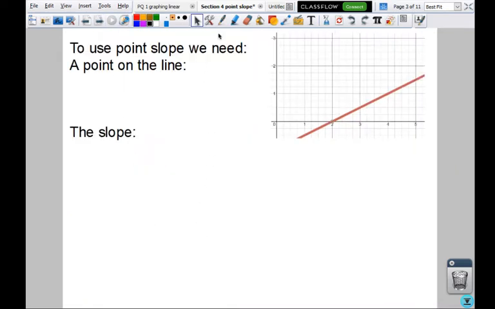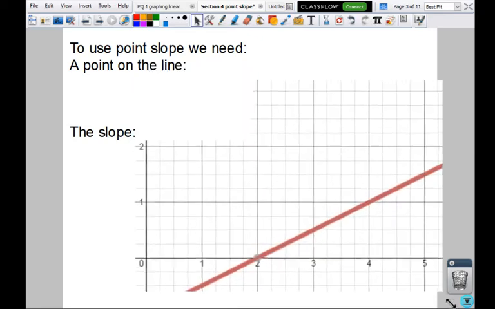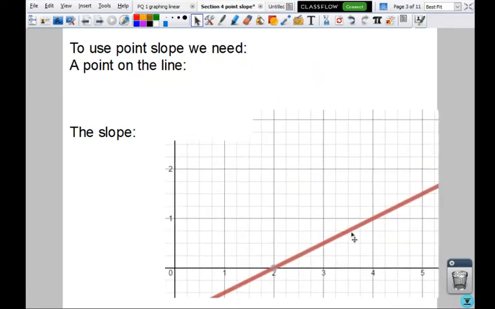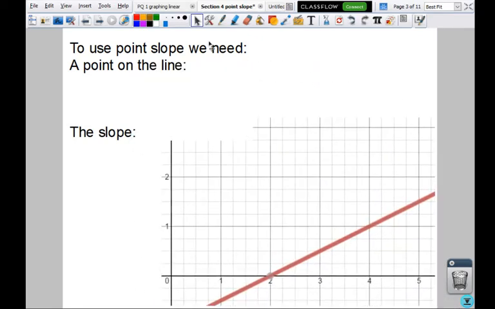Alright, so we're going to find the equation of this line right here. And actually, let me just make this a little bit bigger so it's easier to see. There we go. Oh, I should have done that the whole time. Oh well. We're going to find the equation of this line. We're not going to use y equals mx plus b because I don't know what b is. It's hidden somewhere down there. But I know I can use my point slope. So point slope is y minus y1 equals m parentheses x minus x1.